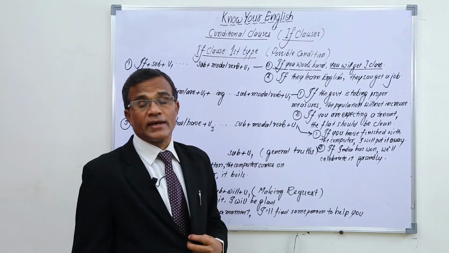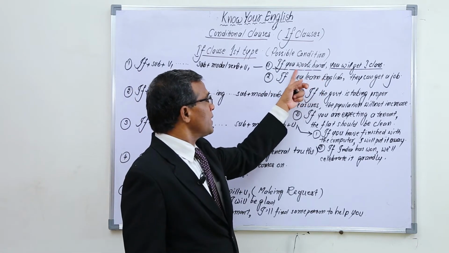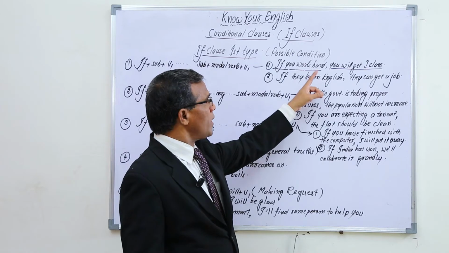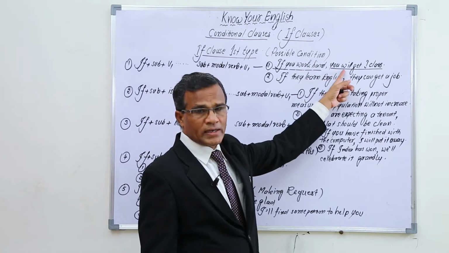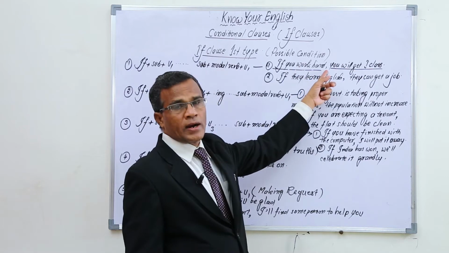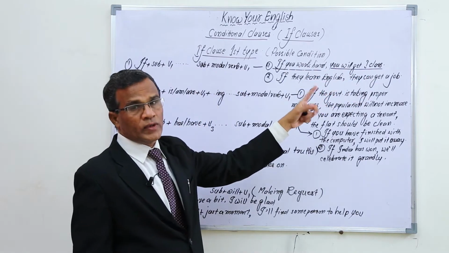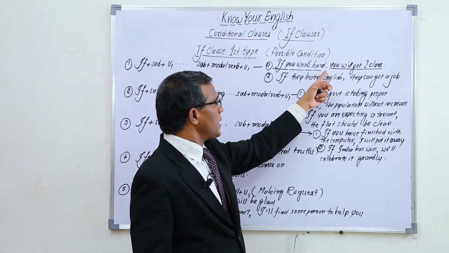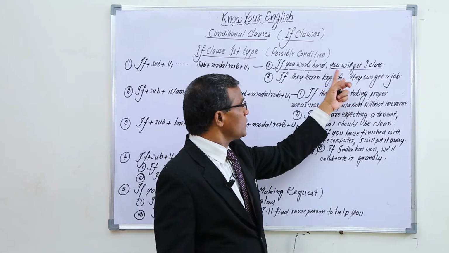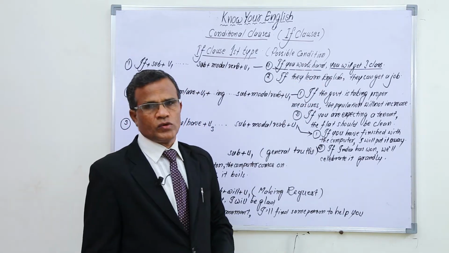As if is a conjunction, we can use the if clause at the beginning, or we can use it after the normal clause. That means you will get first class if you work hard. So you can either say, if you work hard you will get first class, or you will get first class if you work hard. In the same way for other clauses also.